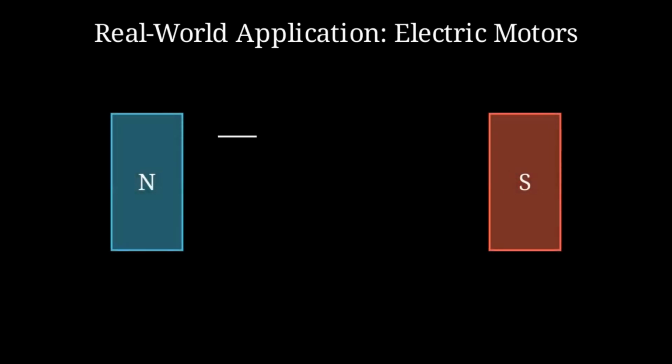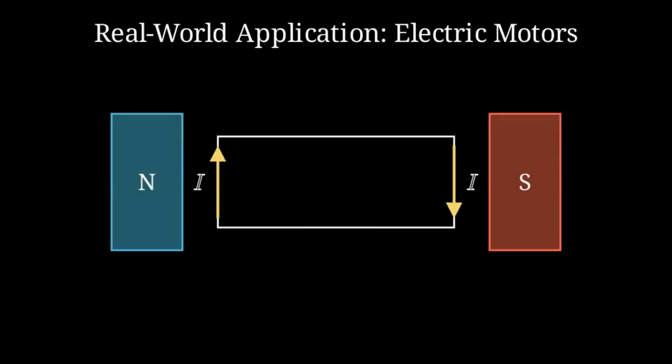In an electric motor, we use a loop of wire. The force pushes one side of the loop up and the other side down. This creates a torque that causes the motor to spin, converting electrical energy into mechanical work.